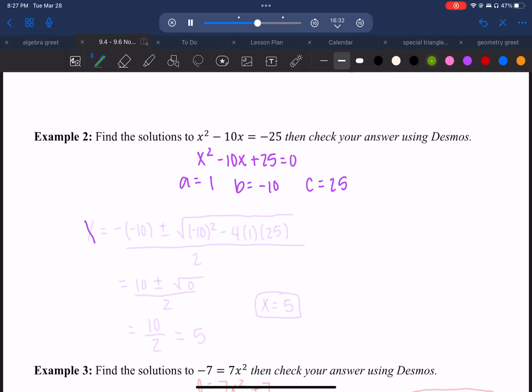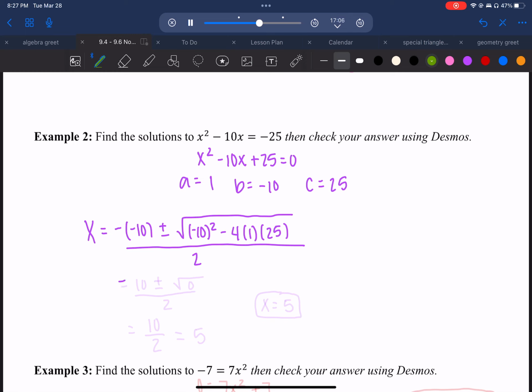And so we get x equals negative b, which is negative 10, plus or minus the square root of b squared, which is negative 10, minus 4 times 1 times 25, all over 2 times 1, which is just 2.